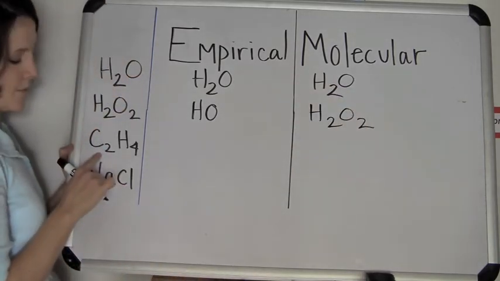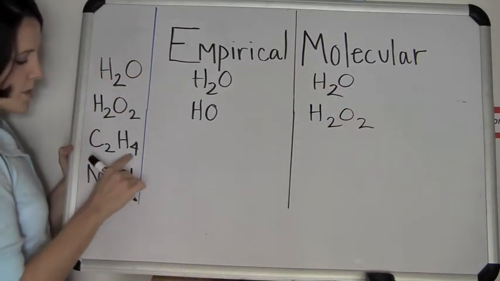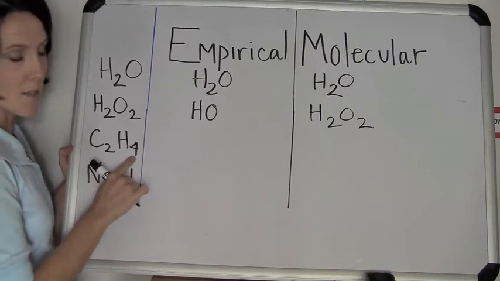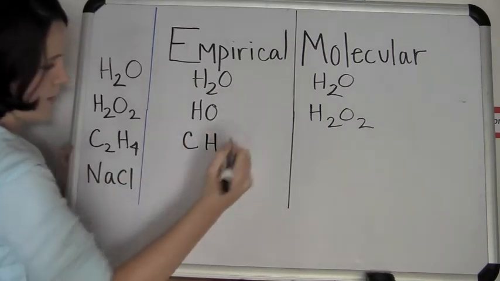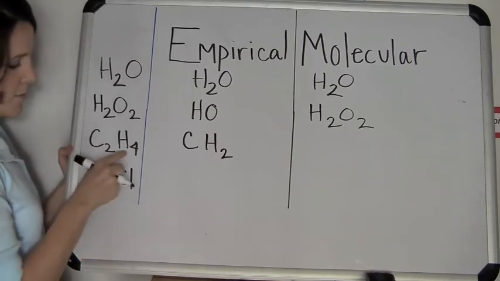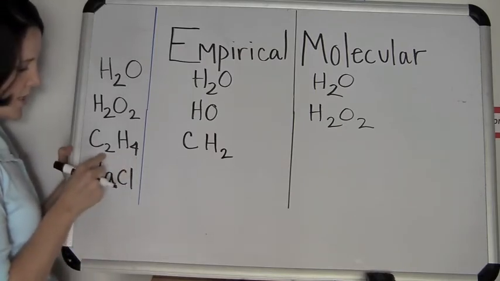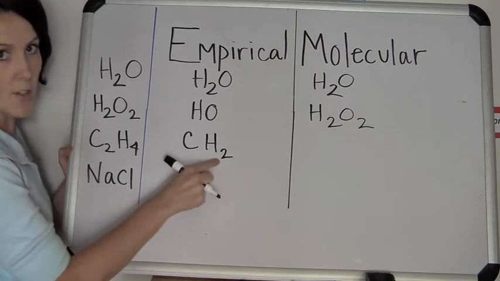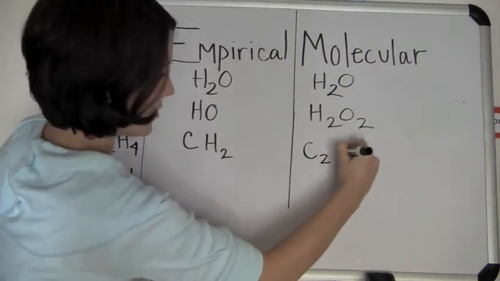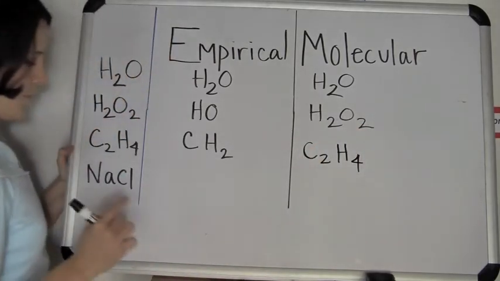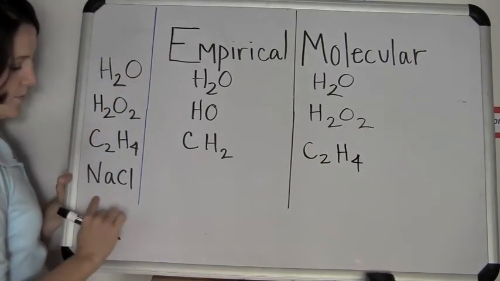What about ethylene? There are 2 carbons and 4 hydrogens. This can also be simplified: 1 carbon and 2 hydrogens. I divide by 2 and I divide by 2 to give me 1 carbon and 2 hydrogens. But the molecular formula is still C2H4.